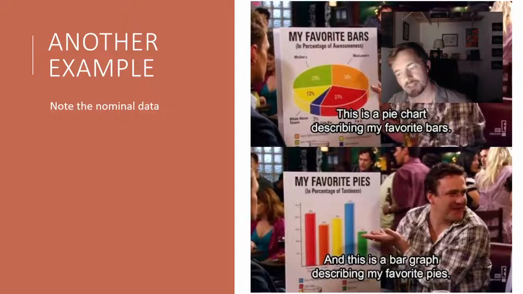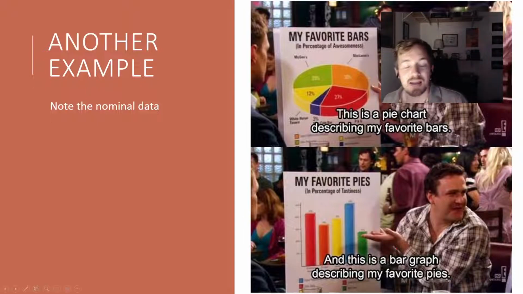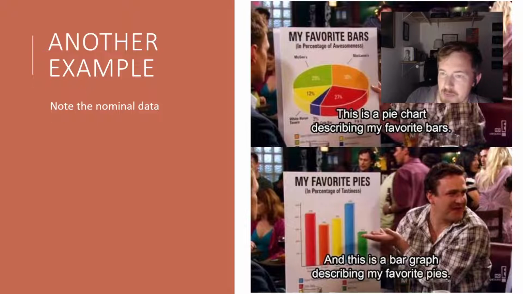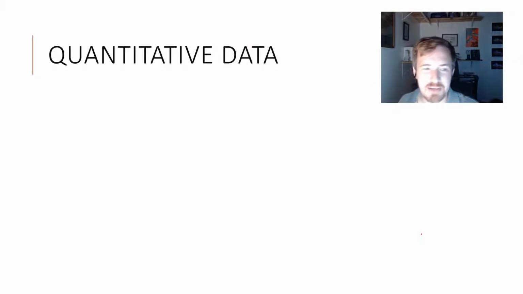And so I just like this picture. This is from How I Met Your Mother, where Marshall is explaining that this is a pie chart describing his favorite bars and a bar graph describing his favorite pies. Kind of fun to talk about, but again, just be careful because sometimes drunk people like this guy right here might try to mislead you with the kinds of graphs that they are being creative with.